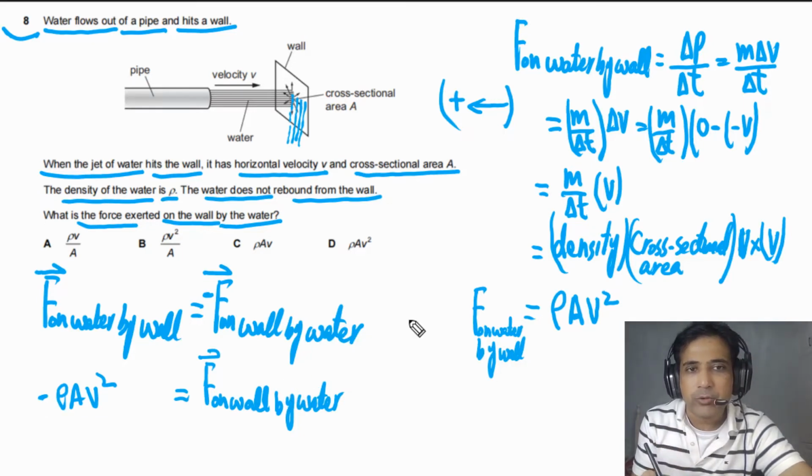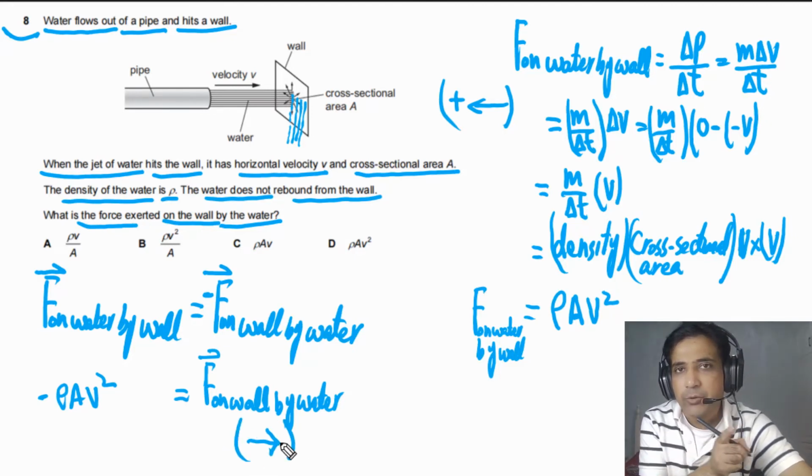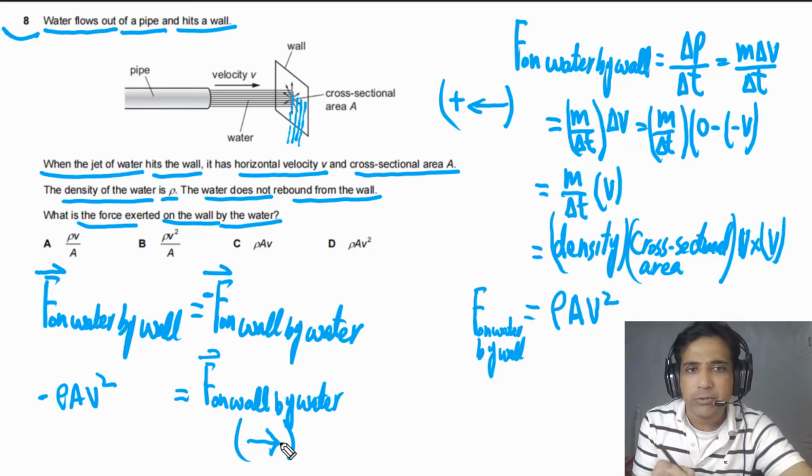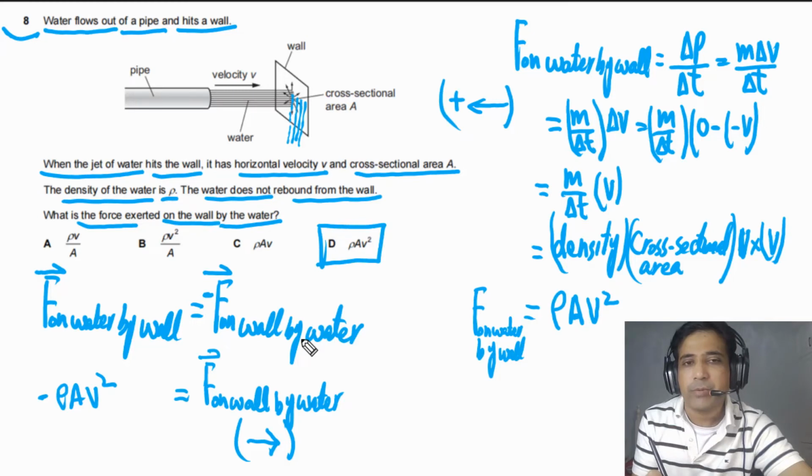For this question, simply we need to write down the magnitude. So the answer is this one. Let me explain a little bit about mass flow rate. So m over delta t, this is the mass flow rate. This is how we represent this one.